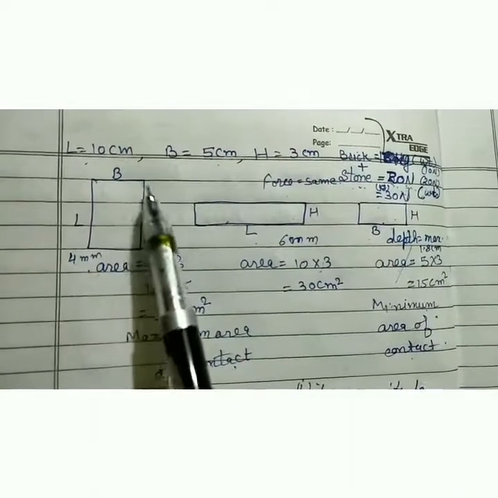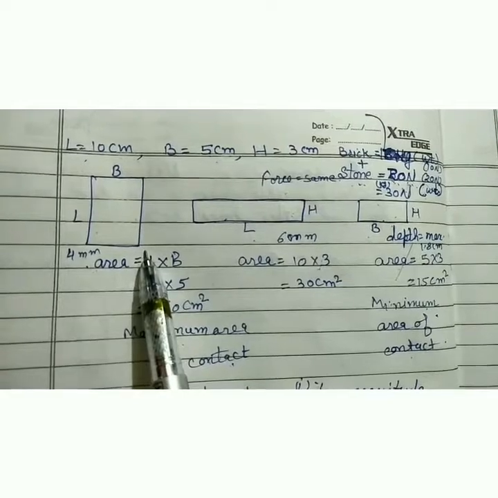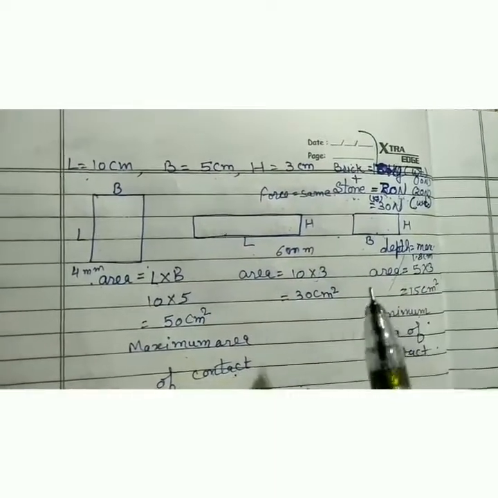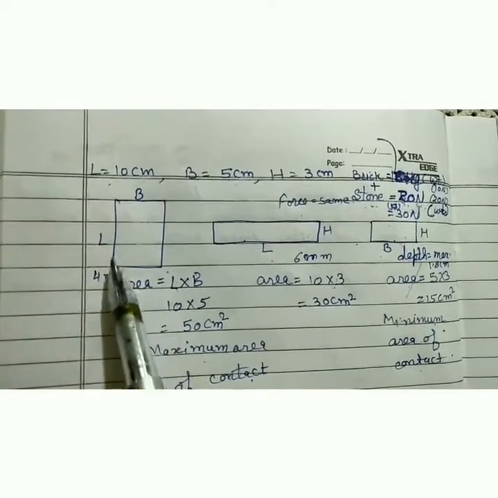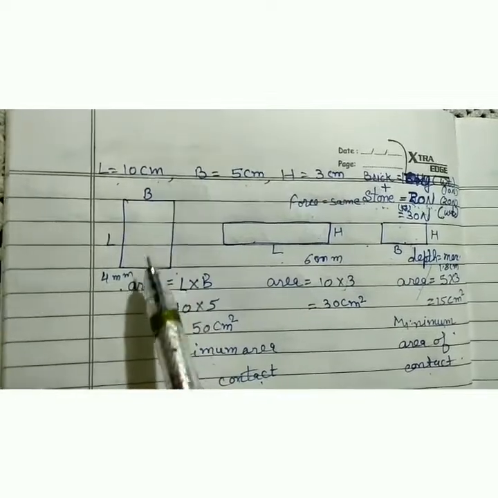Students, in the activity we have observed that the depth of impression on the sand is different when we place the brick in three different ways on the sand. Now why there is difference in the depth of impressions on the sand, let us understand it mathematically. Let us consider that the length of this brick is 10 centimeter, the breadth of this brick is 5 centimeter, and the height of the brick is 3 centimeter.